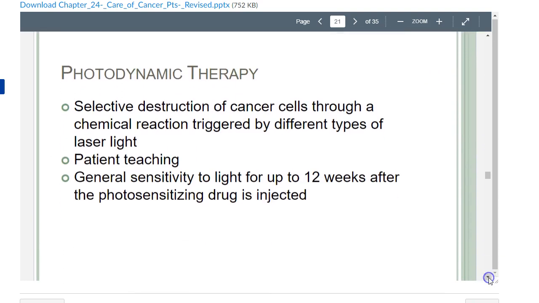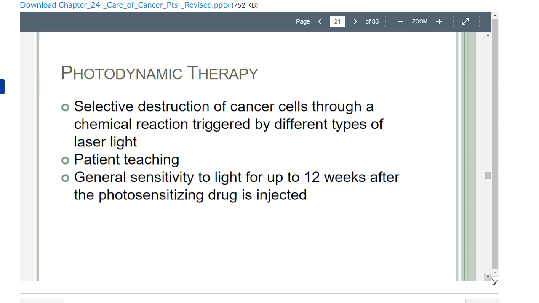All right, another therapy they may do is photodynamic therapy. It's a selective destruction of cancer cells through a chemical reaction triggered by different types of laser light. With photodynamic therapy, they use a drug called a photosensitizer, or a photosensitizing agent, and a particular light absorbed by all cells. But this agent will stay in cancer cells longer than normal cells.